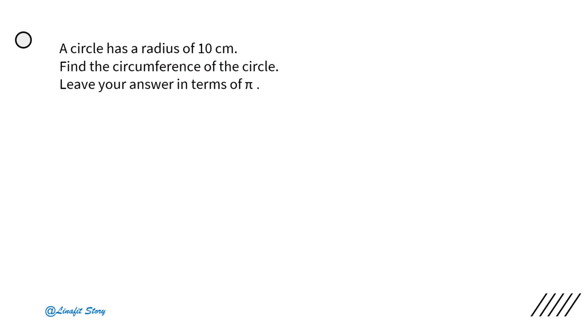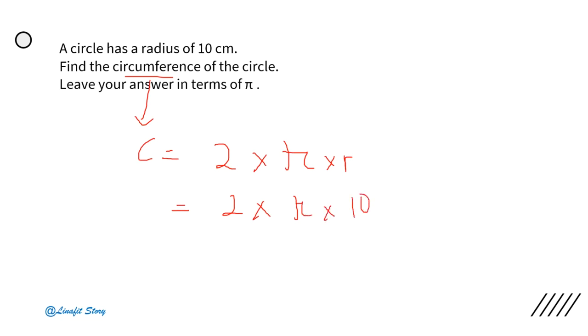A circle has a radius of 10 cm. Find the circumference of the circle and leave your answer in terms of pi. So don't forget the circumference equals 2 times pi times radius. So 2 times pi times 10 cm equals 20 pi cm.